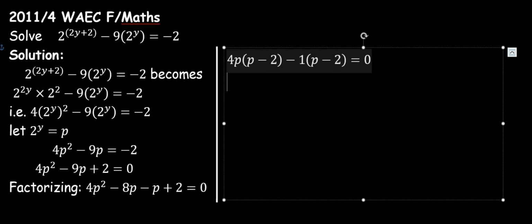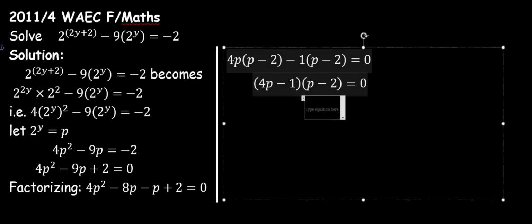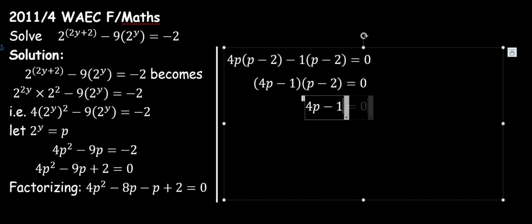Equals 0. Then we'll factor it out. Once it's factored out, that will give us 4p minus 1, bracket open and close, then we have p minus 2, bracket open and close, equals 0. And the result will be 4p minus 1 equals 0, or p minus 2 equals 0.